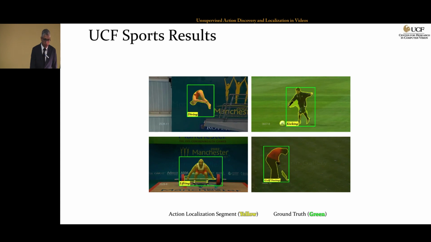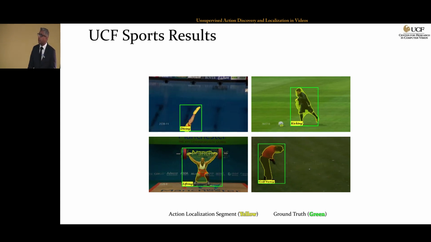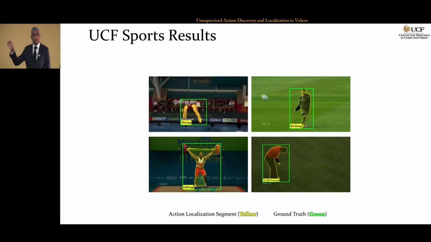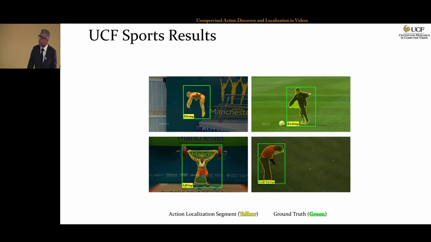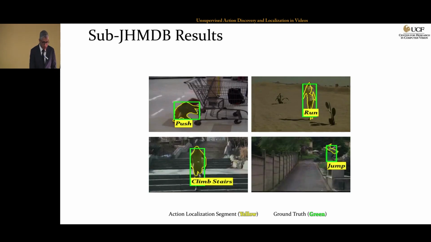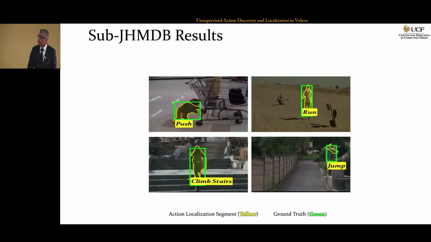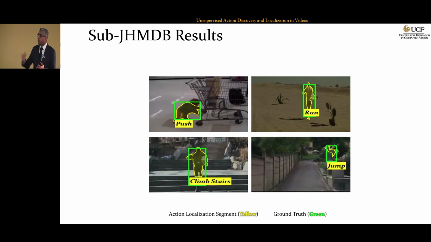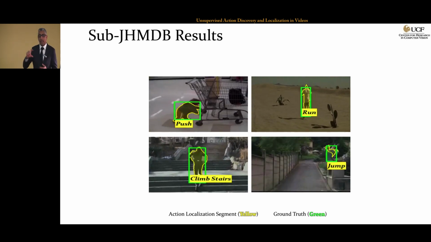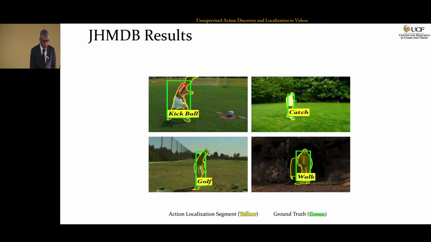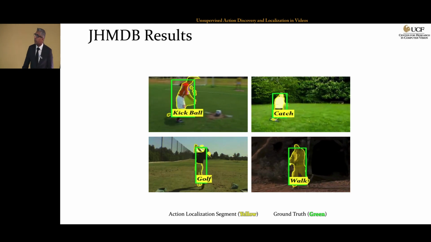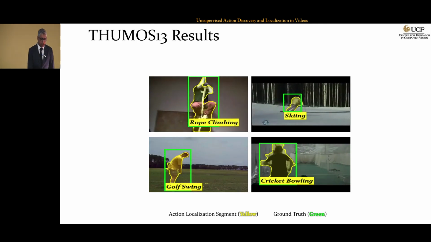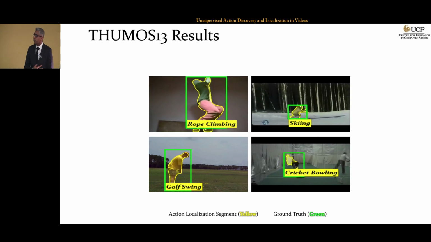Here are some qualitative results on UCF Sports, where again, the action detected or localized is shown by the yellow contour, and the ground truth is shown by the green bounding box. Next, we show results on sub-JHMDB. So selecting those supervoxels and making sure that we have those temporal constraints really makes a difference, and we can see from the start and the end, we really have a localization for each action. Next, we have results on JHMDB with 21 actions. And lastly, on THUMOS13, which is, again, one of the most challenging data sets there is.